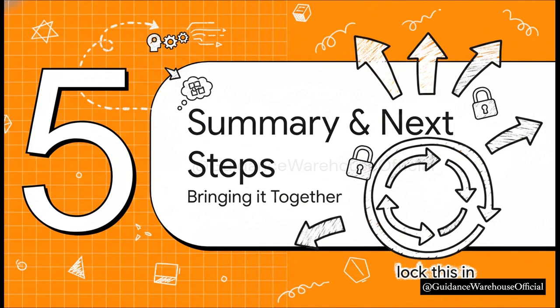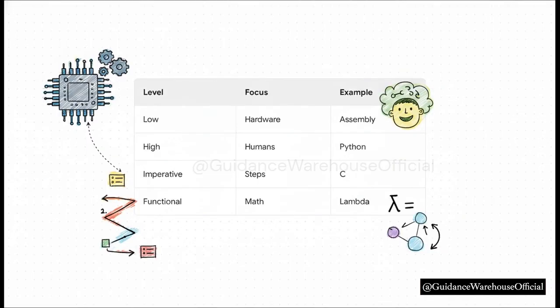Section 5, Summary and Next Steps. Let's bring it all together to really lock this in. To summarize our translation journey, we have low-level languages like assembly focusing purely on direct bare metal hardware control. We have high-level languages like Python focusing on abstract logic and human productivity. We have the imperative paradigm like C giving explicit step-by-step instructions. And we briefly touched on functional paradigms based on theoretical models like the lambda calculus, which treat absolutely every action as a pure mathematical function.